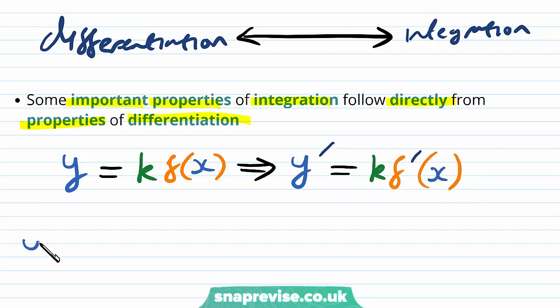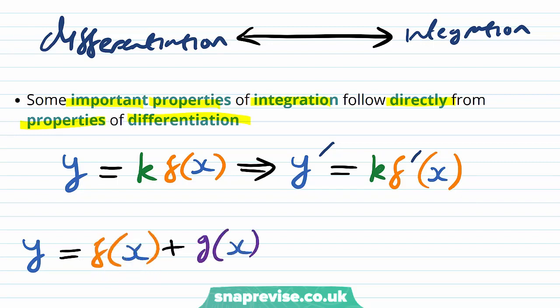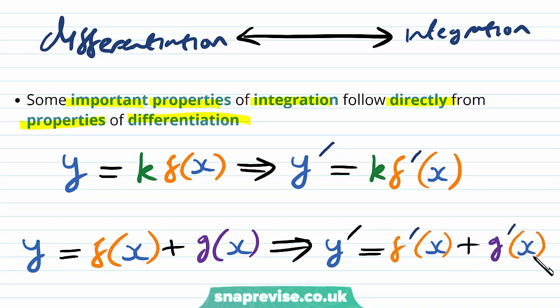And if y is the sum of two functions, say the function f of x and the function g of x, then when we differentiate to obtain y prime, this is the same as differentiating them term by term and adding up the results. So we have f prime of x plus g prime of x. Now, these two results are from differentiation, and we can apply them to get similar integration results.